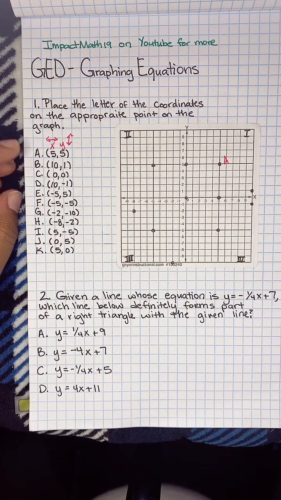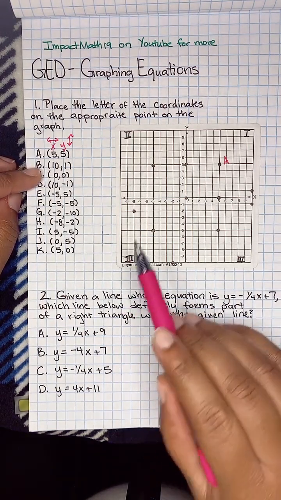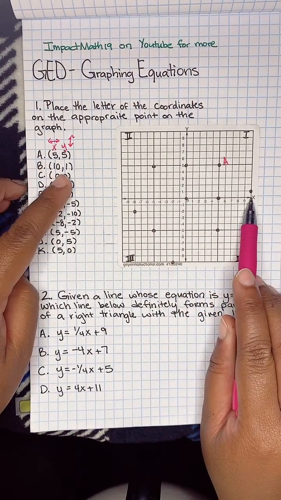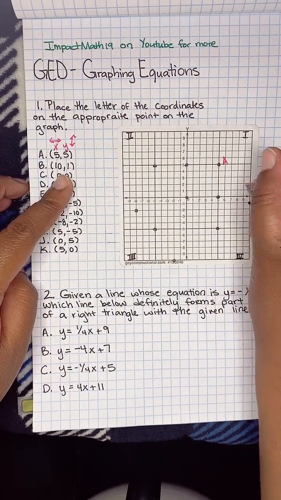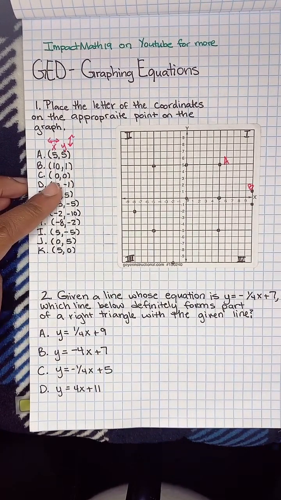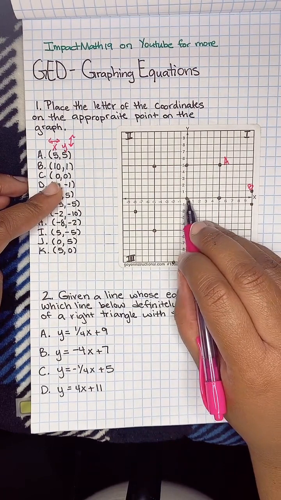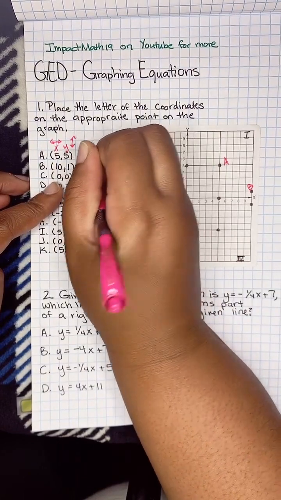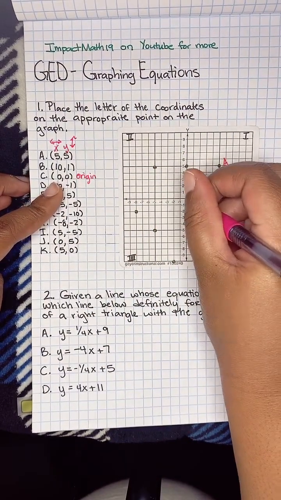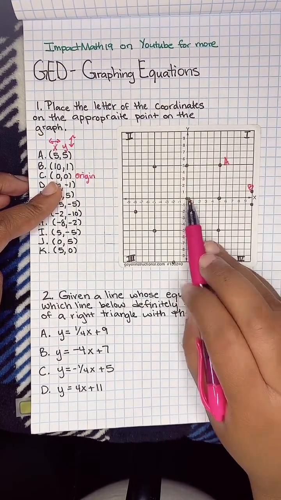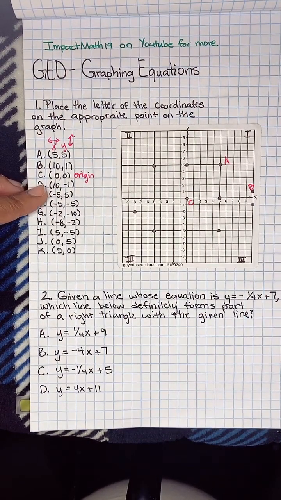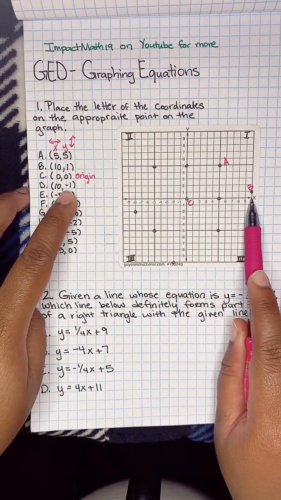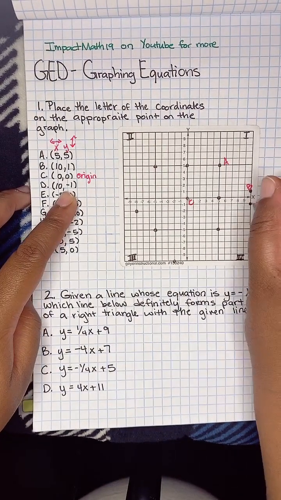B, if we have 10, 1. Remember, we're going positive 10. We start at 0, go positive 10, and then we go up 1. So this will be B. C is 0, 0. This is called the origin. For those who do not know, this is called the origin. So this would be C, in the center. And then 10, negative 1. If we go over to 10, this tells us to go down 1. So this would be D.